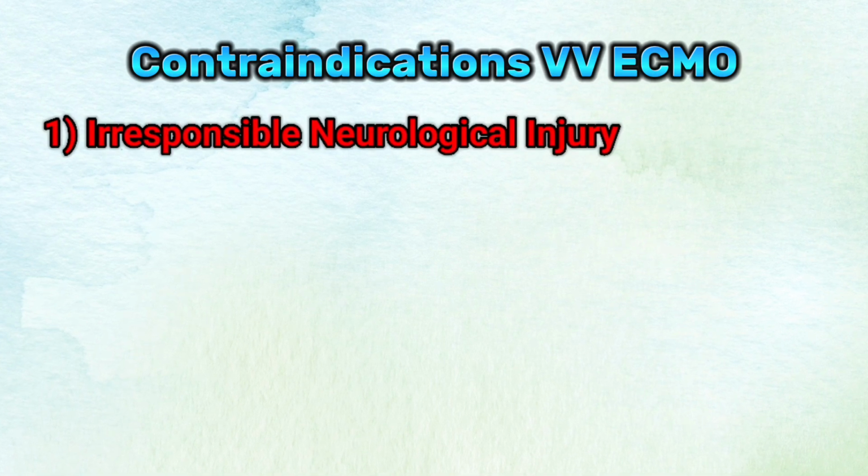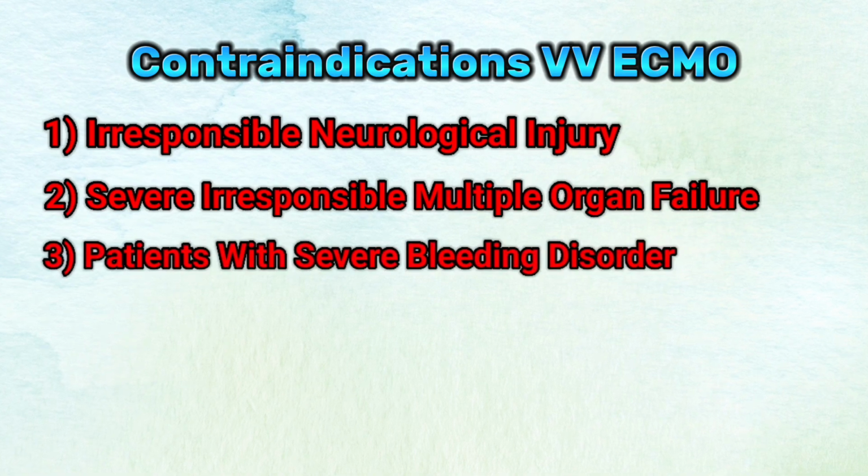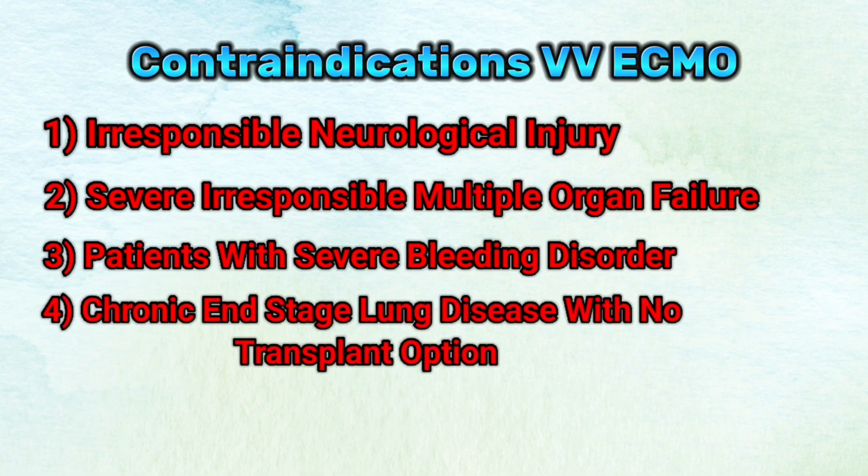Okay, now contraindications for VV ECMO. The decision to initiate ECMO is a balance of potential benefits versus risk. Absolute contraindications include irreversible neurological injury, severe irreversible multiple organ failure, patients with severe bleeding disorder, and chronic end-stage lung disease with no transplant option.